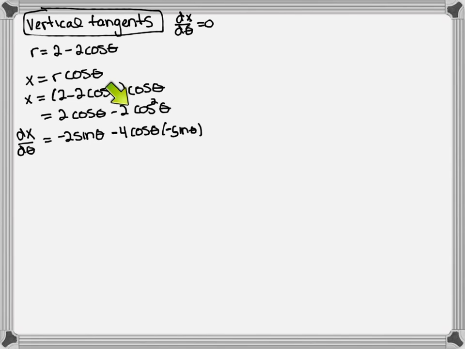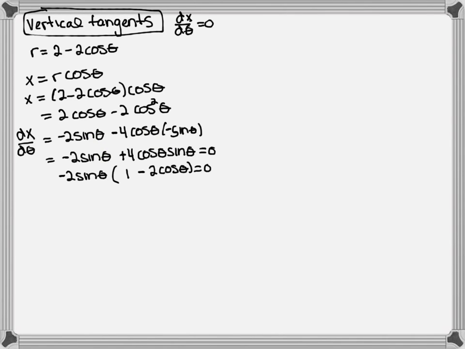Okay, remember that we're taking the derivative of the outside, so it's going to be 2 cosine theta times the derivative of the inside, which would be negative sine theta. Okay, we're going to set that equal to 0. In this one, it's a little bit easier to solve because all I have to do is factor out a sine of theta. So I don't really have to convert anything. I can just factor out a negative 2 sine theta.